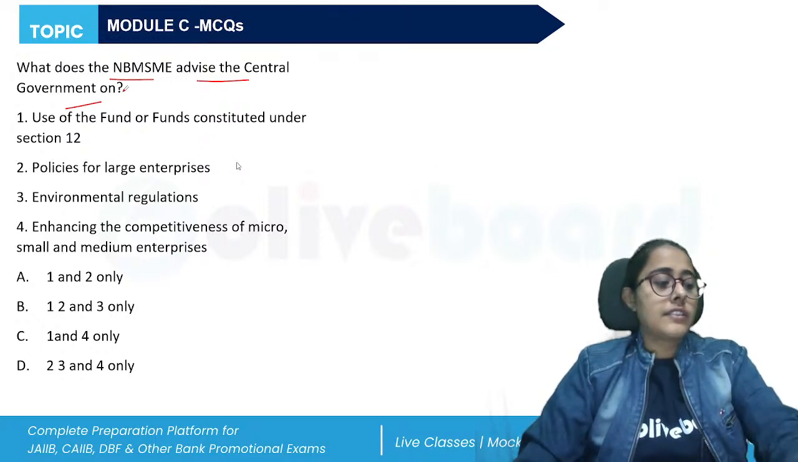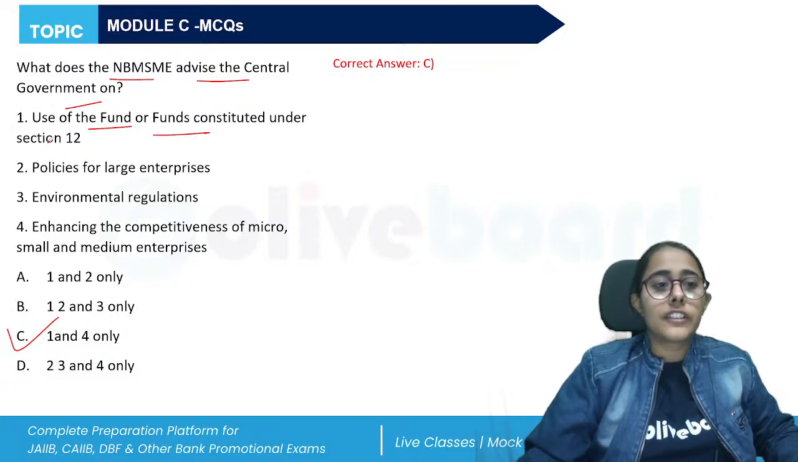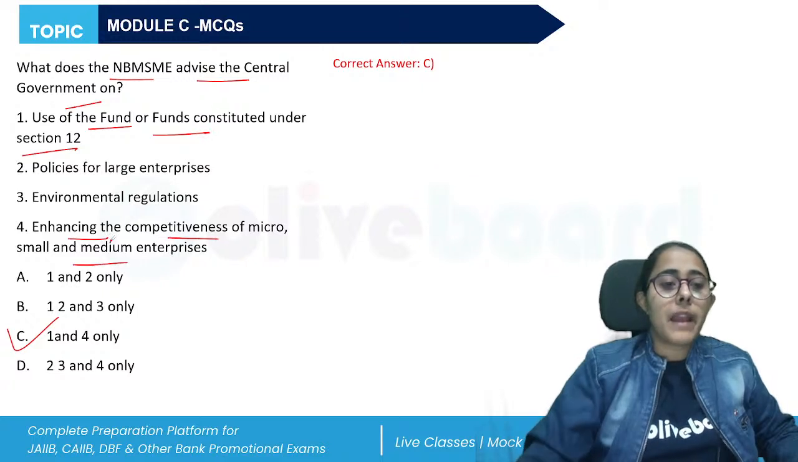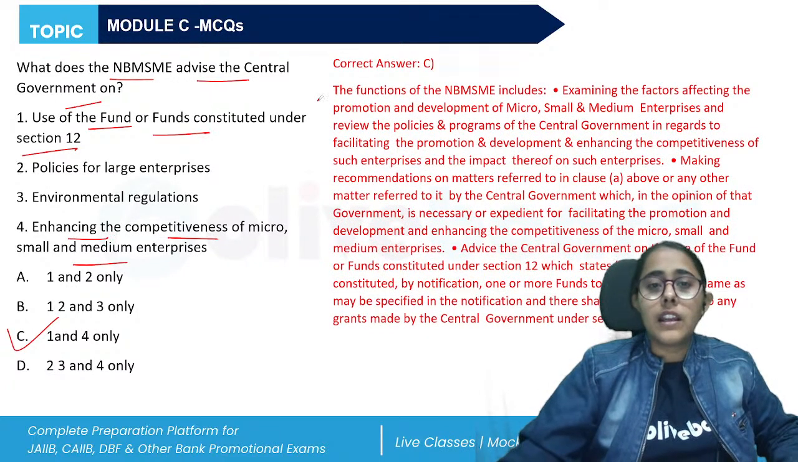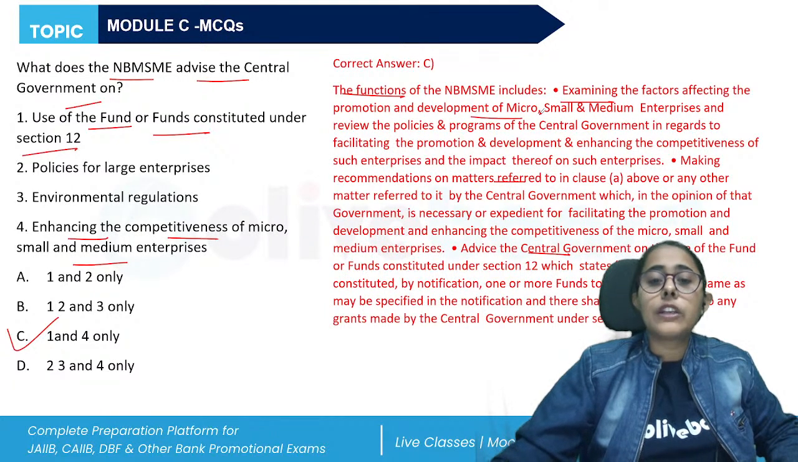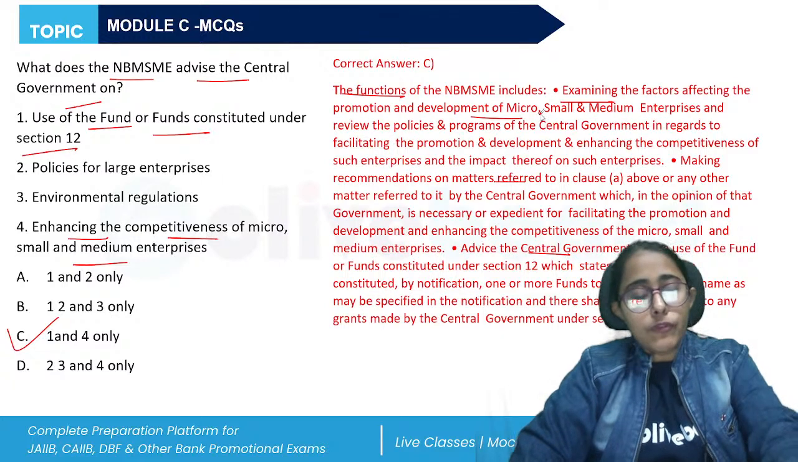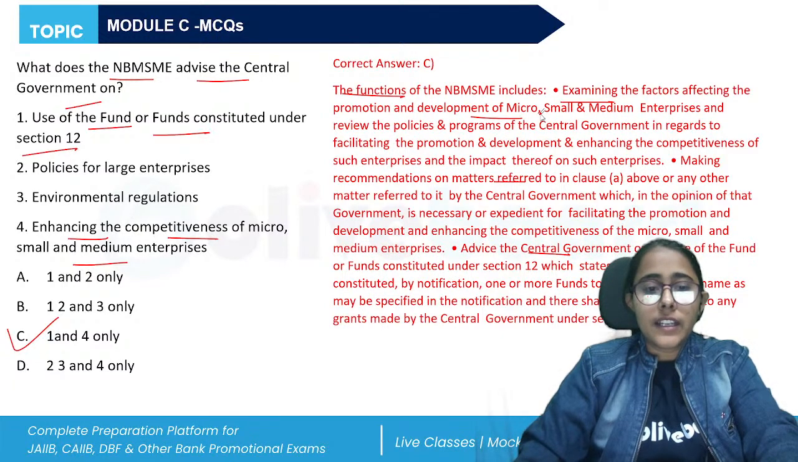So here the correct answer will be option C, that is 1 and 4 only, on how the central government can use the funds constituted under section 12 and how they can enhance the competitiveness of the micro, small and medium enterprises. So here the functions are given: making recommendations, advising the central government, examining the factors that are going to affect the promotion and development of the MSMEs. So for this reason, the National Board for MSME has been set up with its headquarters in Delhi.